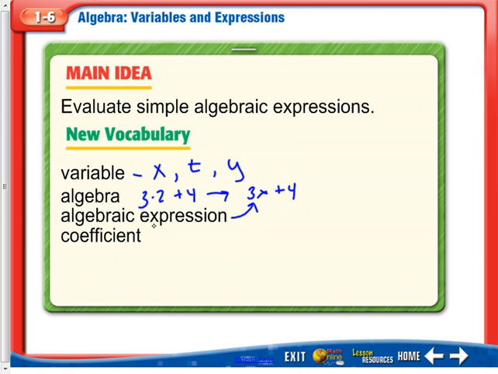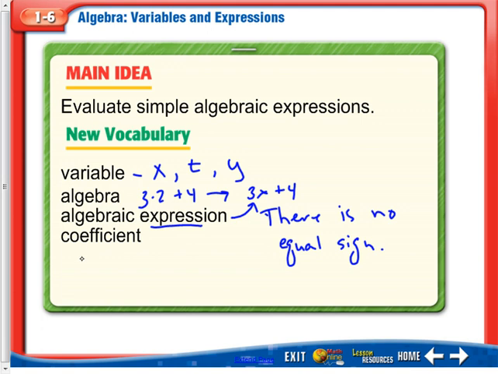The difference between an expression and an equation is that an equation has an equal sign. So we call this right here, 3x plus 4, an expression because there is no equal sign. So I'm going to say there is no equal sign. It's a little bit better English. Ms. Pearson will like that.